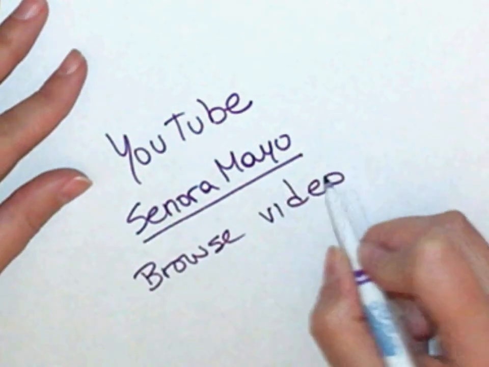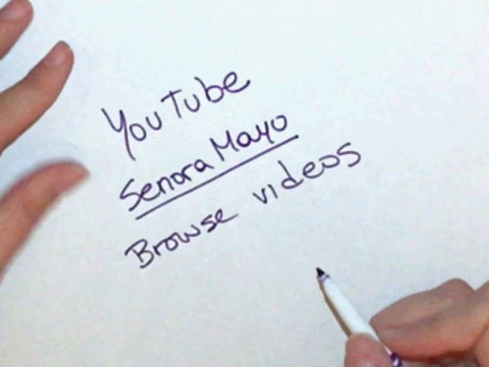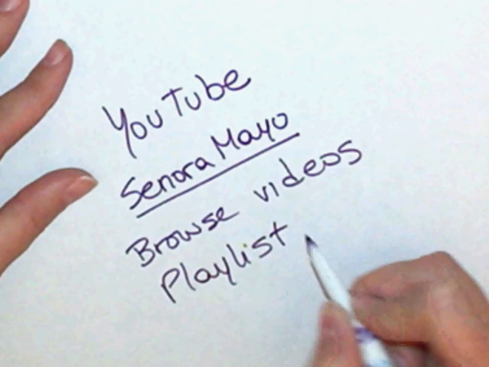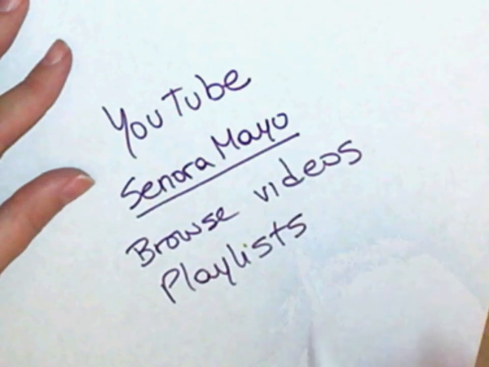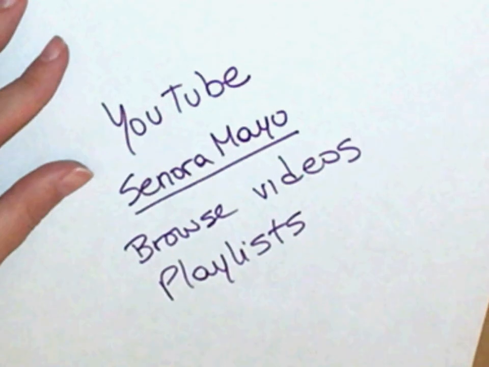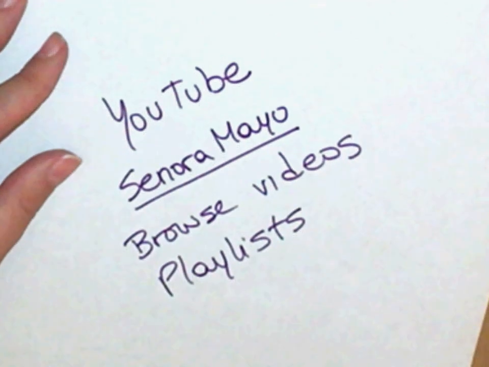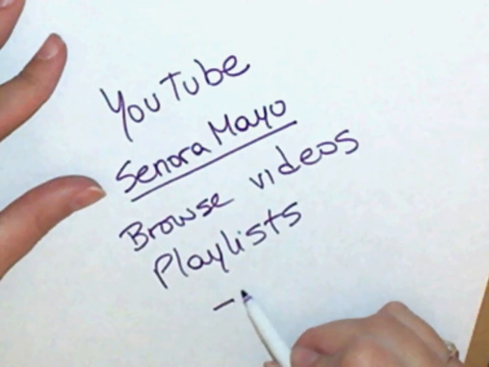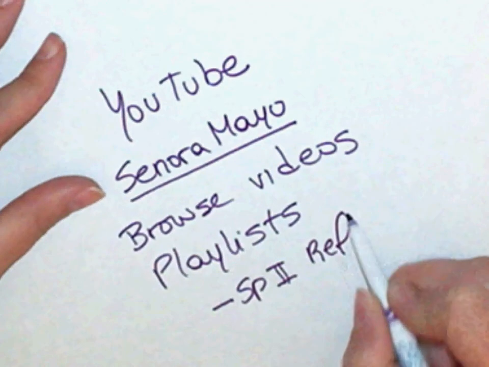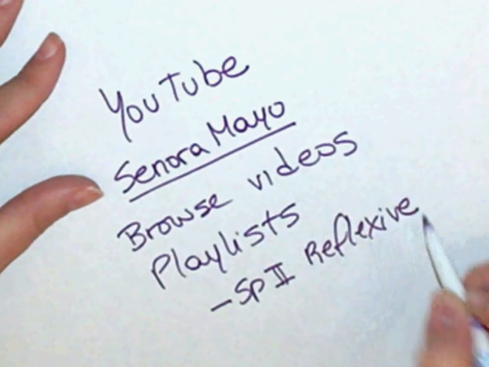Once you click on browse videos, it'll give you another link for playlists. The playlists are basically folders that hold a whole bunch of different videos. And so what I've done is I've done a playlist for each different chapter that we've done. So for this chapter, you would look for the Spanish 2, reflexive stuff. And then once you get there, you're going to have a whole bunch of videos.